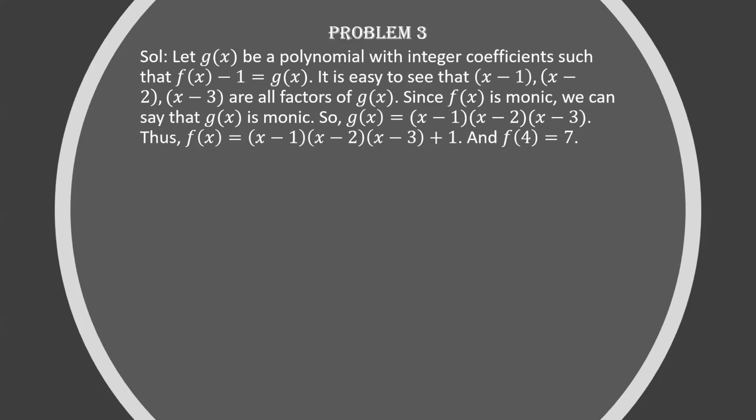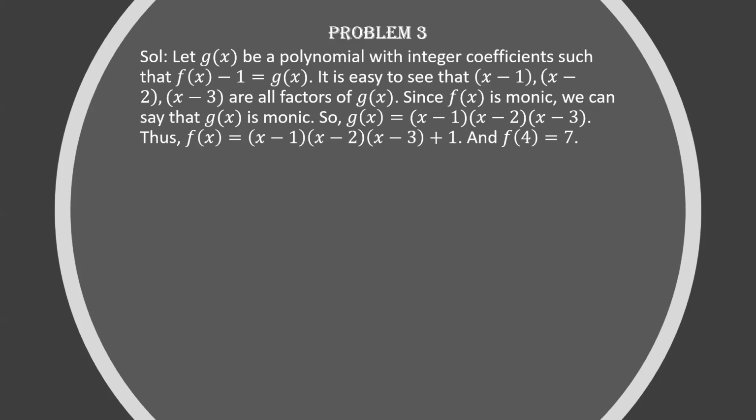And since f of x is a monic cubic polynomial, we can say that g of x will also be a monic cubic polynomial, because the relation between f of x and g of x can be easily factored out by factor theorem. Therefore, if f of x is a quadratic polynomial, then g of x will also be a monic quadratic polynomial. They will be almost the same. So we can say that g of x can be factored into x minus 1 into x minus 2 into x minus 3.